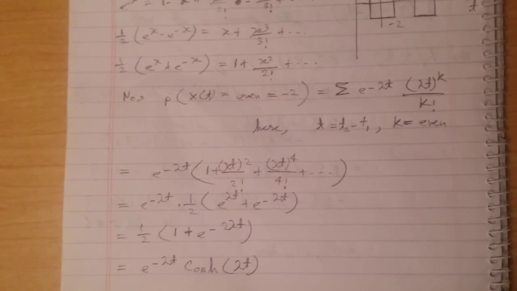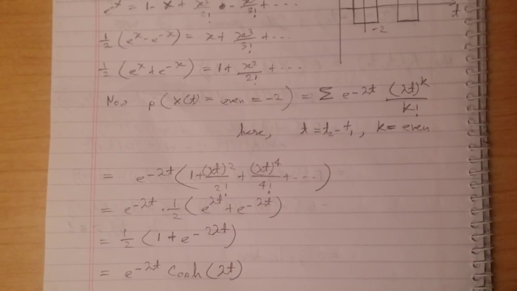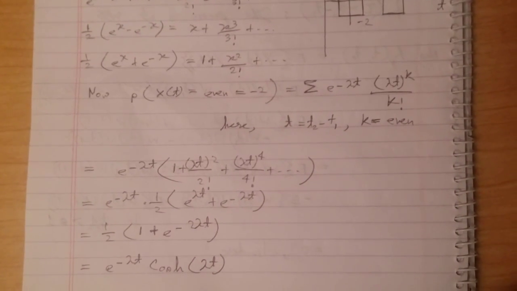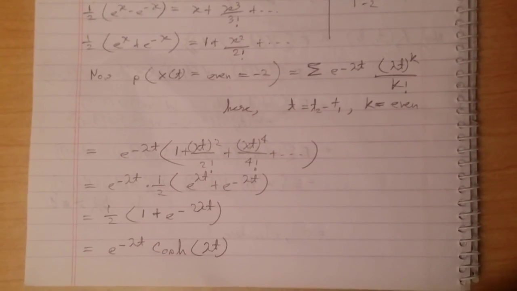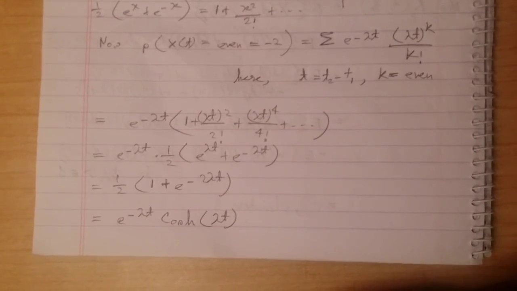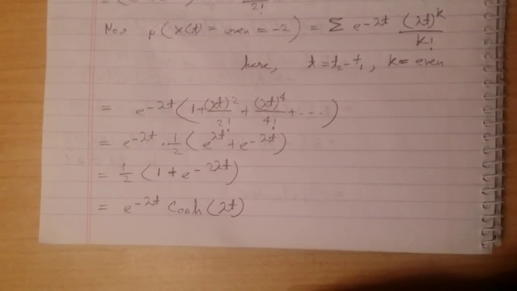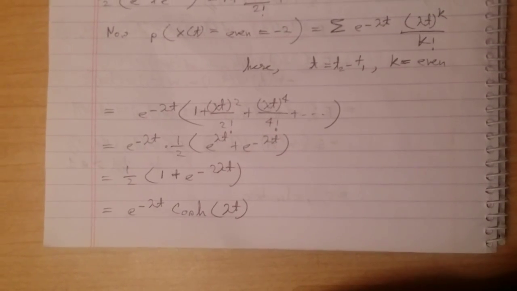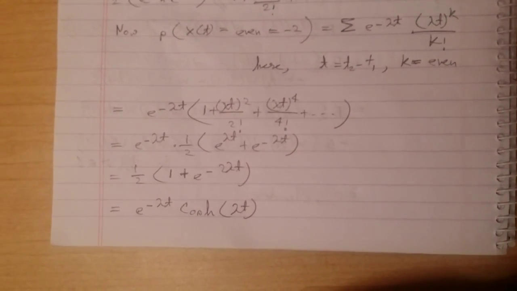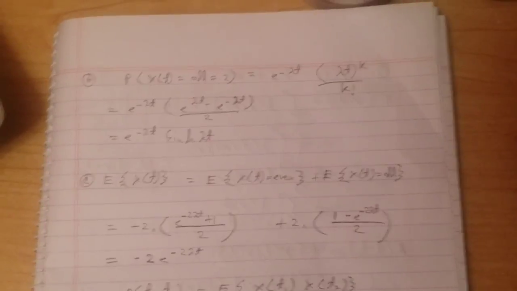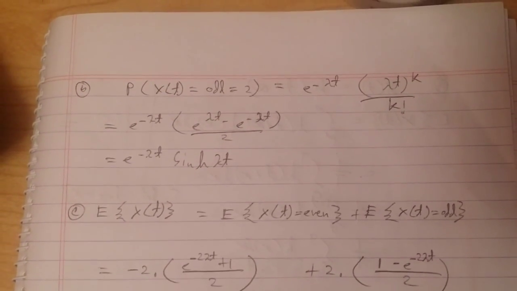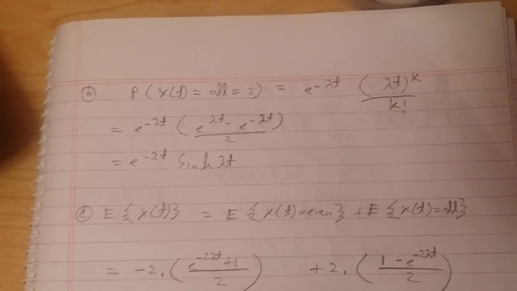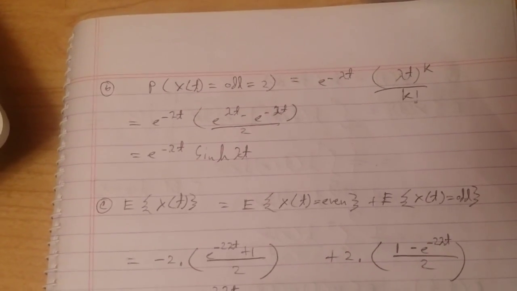So now the probability of even arrival, which means xt would be minus 2, would be the summation of the Poisson probabilities, and we use the summation formula for even, and ultimately after some simple calculation we find that it is e to the power minus lambda t cosh of lambda t. And also the probability of odd arrival, which gives xt equal to 2, will eventually be e to the power minus lambda t sinh of lambda t.